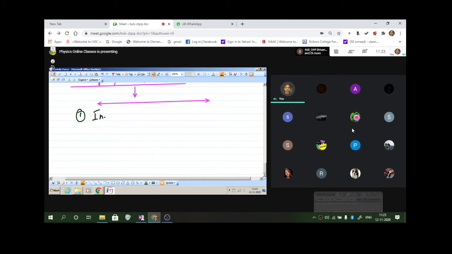inertial frame of reference. The other one is non-inertial frame of reference. What are they? Let us understand them.